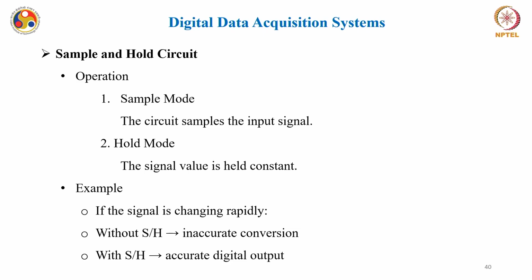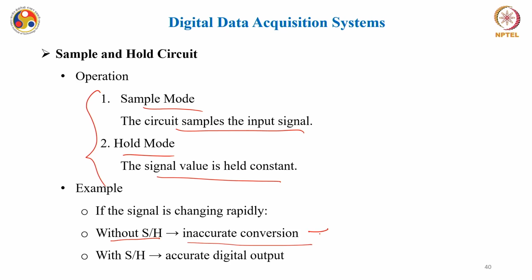Let me quickly recap it for you. The operation is in two modes. You have a sample mode and a hold mode. In the sample mode, the circuit samples the input signal, while in the hold mode, the signal value is held constant, so that in this period the analog to digital converter does its job. If the signal is changing rapidly, without this sample and hold circuit, you will have inaccurate conversion, and with the sample and hold circuit you will have accurate digital output, because if the input was changing at the same time the ADC was converting, it may give you erroneous results.